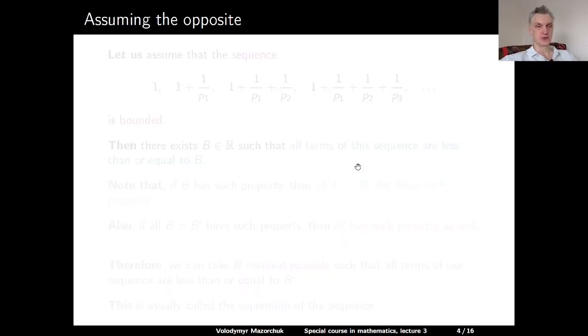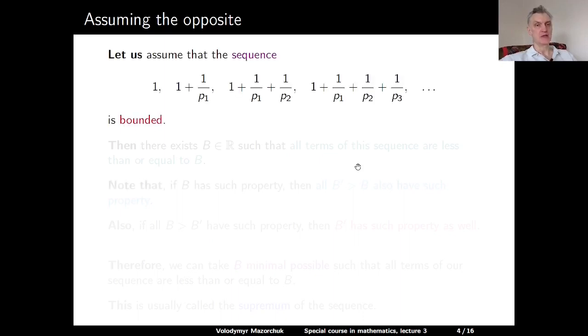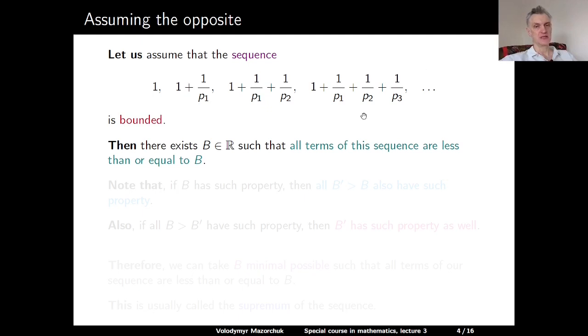Now let us prove this theorem. So let us assume that our sequence is bounded. So the sequence 1, then 1 plus 1 divided by p1, then 1 plus 1 divided by p1 plus 1 divided by p2, and so on, that this sequence is bounded. Then there exists a real number capital B, such that all terms of the sequence are less than or equal to B. Note that this is a sequence of positive real numbers, so it's enough to bound the elements of the sequence, the absolute value coincides with the element.